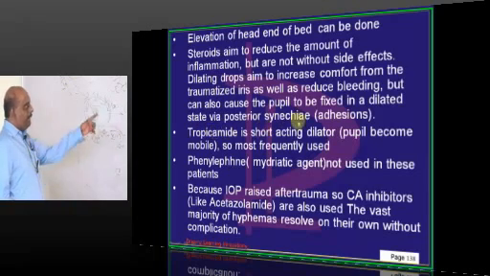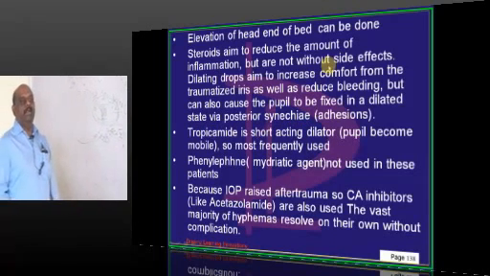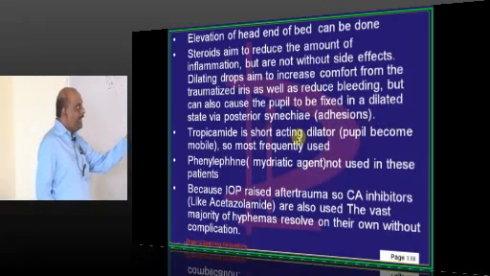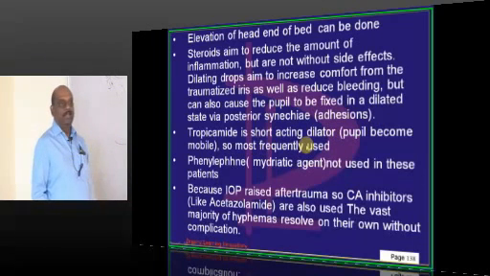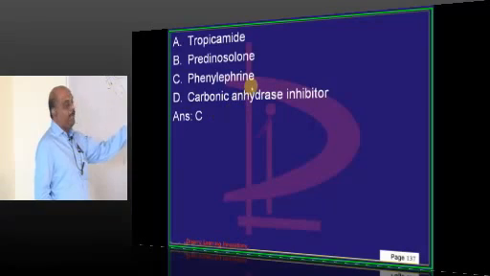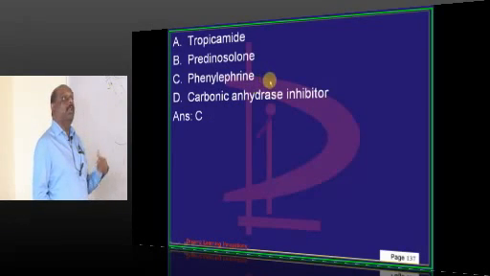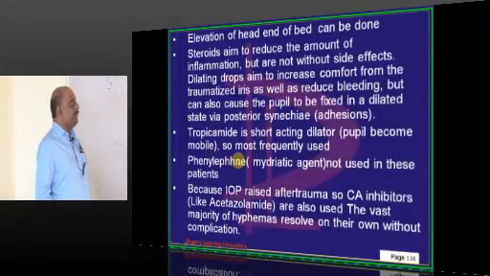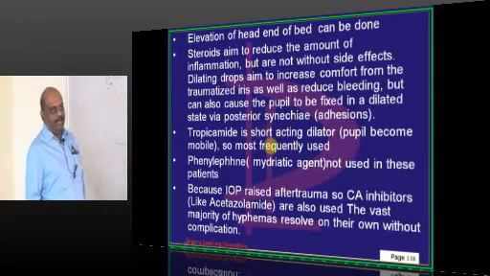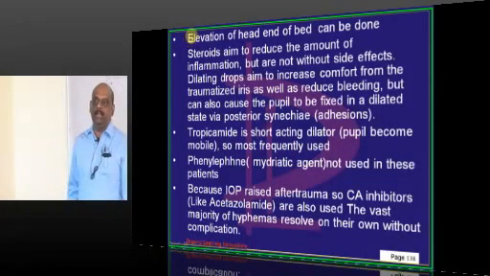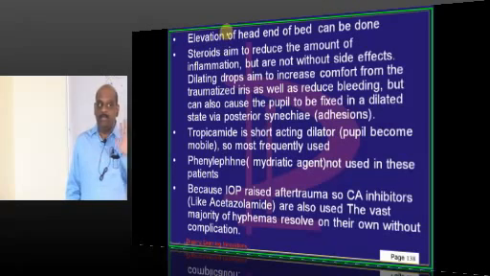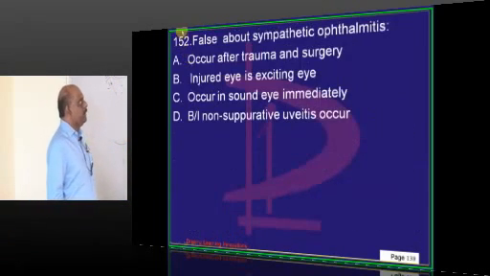And why is tropicamide a preferred mydriatic? Because it is a short acting mydriatic. Phenylephrine is a mydriatic but longer acting. So we don't want that. If it is a longer acting mydriatic, what will it do? It will lead to formation of synechiae, which we don't want. That's the reason we don't use it.